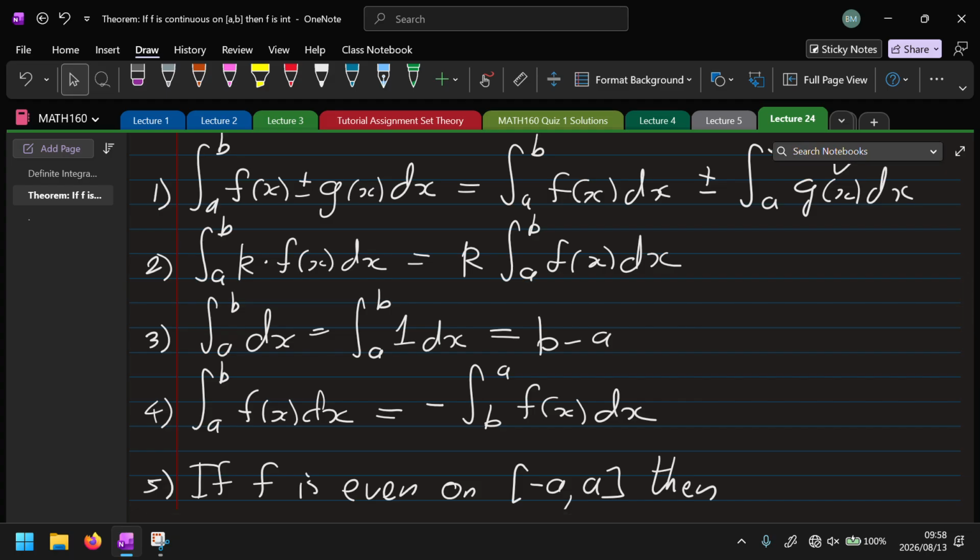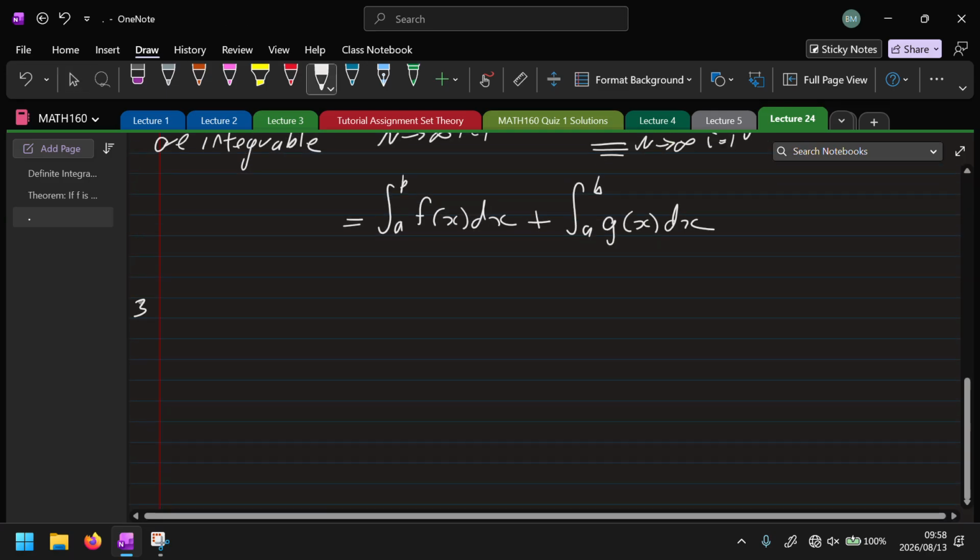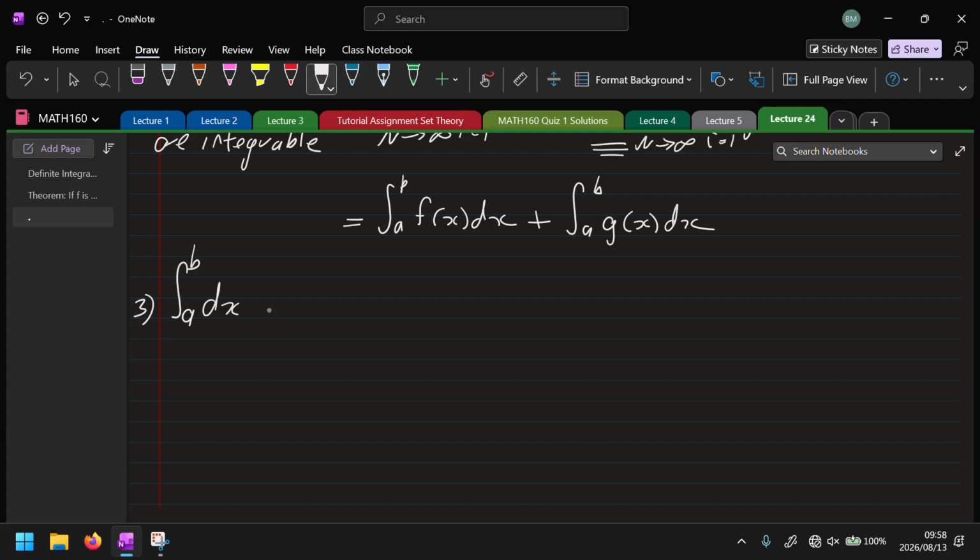Number 3, let's have a look at that. So we want to show that the integral from a to b of dx, I'm going to drop the 1. From now on, I'm not going to put the 1 there. We know the 1 goes there. What can we do? Well, there's only one thing we can do. We write down the definition.